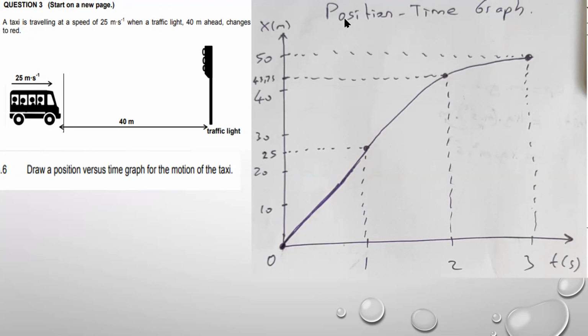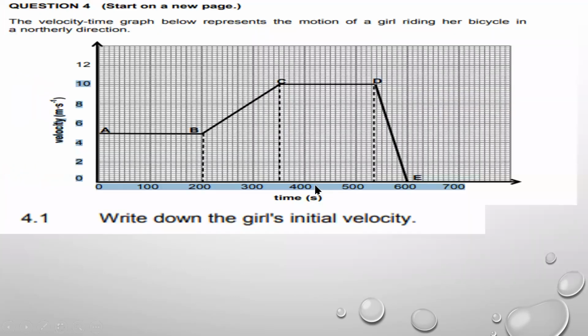But for graph, please don't forget to write the title, position-time graph, velocity-time graph, whatever you have, and then just correct labeling, everything. Make sure. Okay, let's continue with question 4 now.